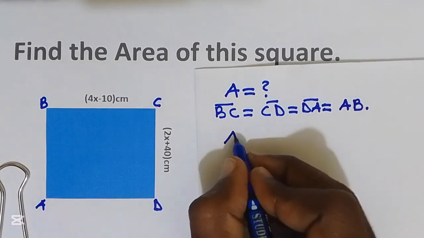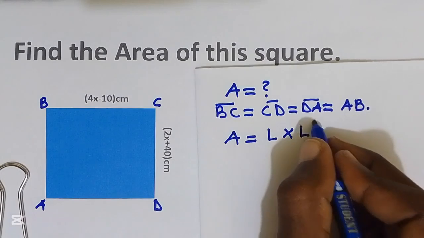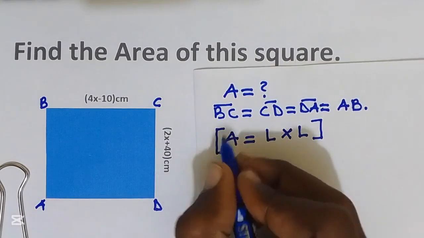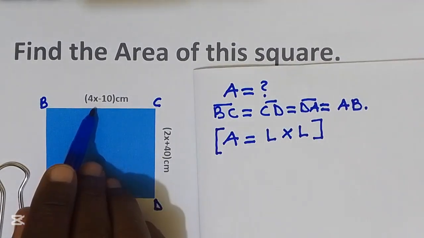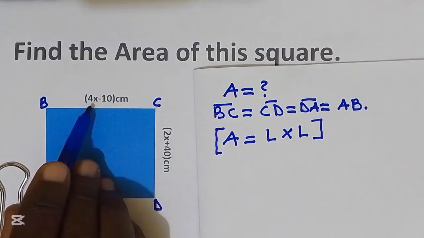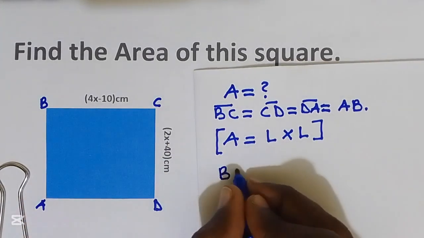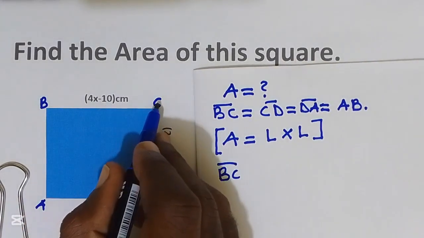The area of a square is given by length multiplied by length, and they don't give us the length directly, they give us in terms of expressions. So first, let's find the value of x, then we are going to find the length. BC is equal to CD.